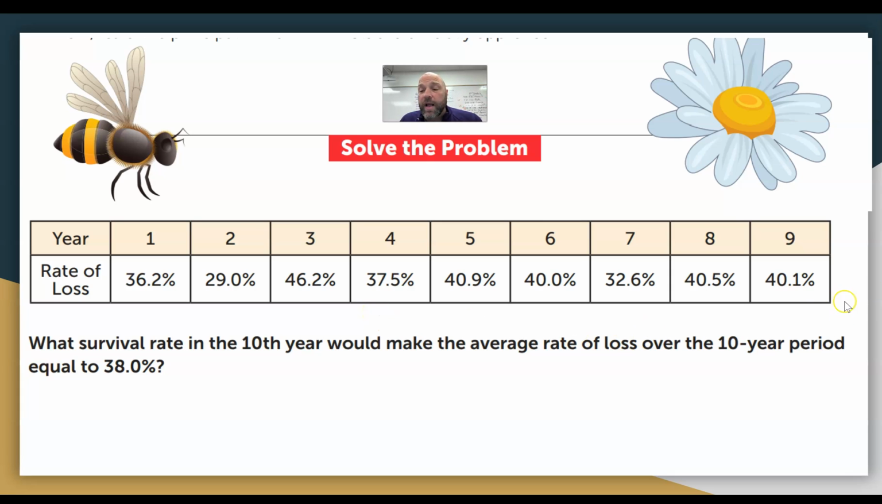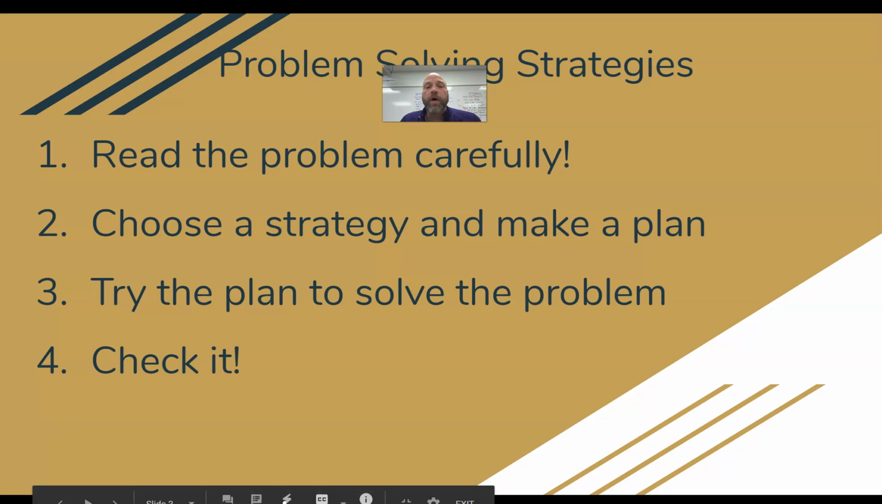But what survival rate in the 10th year would make the average rate of loss for the whole thing equal to 38%? So if you know how to find the average, an example of what a lot of kids did yesterday, they found the average after 9 years, and that helped them see what they needed for the 10th year. So I think that's a great way to go. But let's talk about problem-solving strategies.